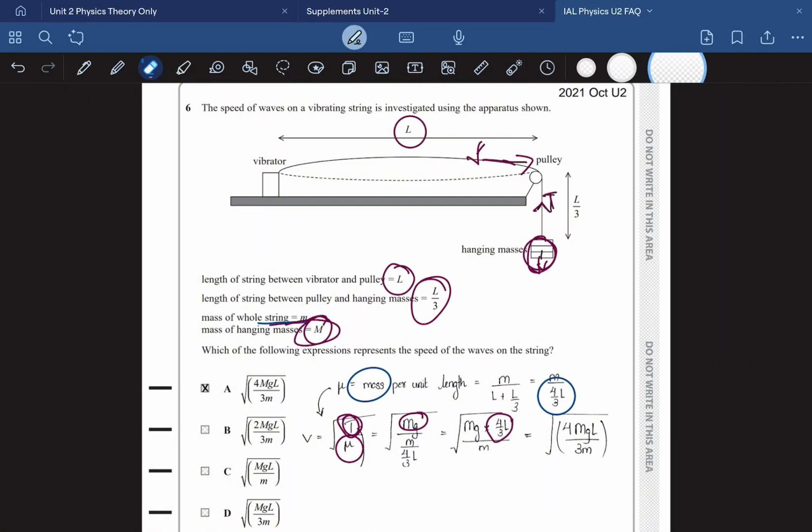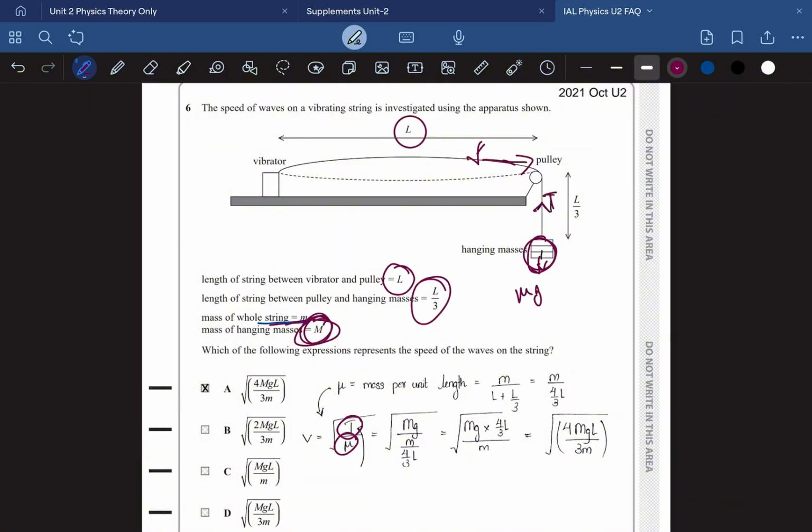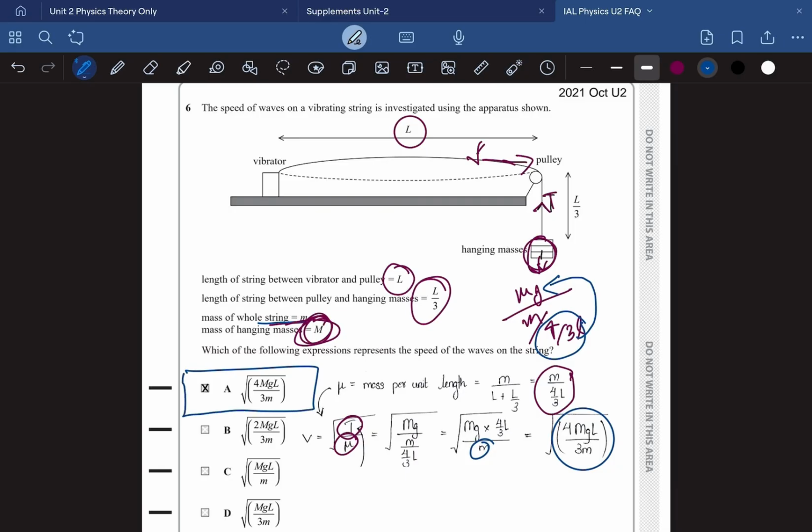The formula is like this: we know the speed is the root of tension divided by mu. So our tension is m into g, the weight, divided by the mass per unit length, and the mass per unit length is m divided by 4 by 3L. When we divide by a denominator, that division can move into the numerator and multiply, so it becomes mg into 4 by 3L divided by m. If you simplify it, the answer comes like this, and our correct answer is A.